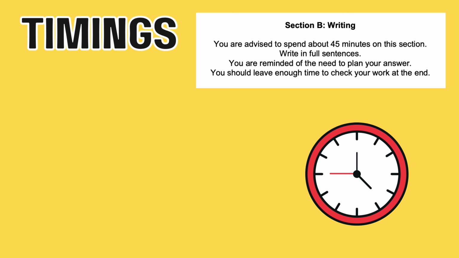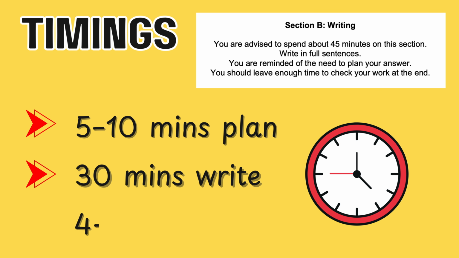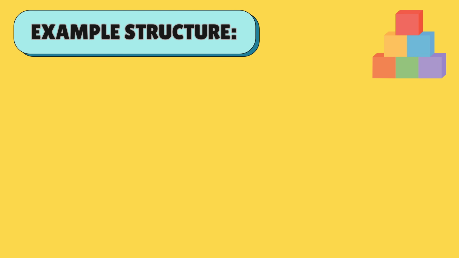So for question 5, you want to spend around 5 to 10 minutes planning. Now, planning is really important because it will help you map out your argument so that you can avoid repeating the same points. Also, it's a chance for you to decide the tone of your writing and how formal it needs to be, depending on who your audience is. However, saying that, it's also essential to remember not to spend too long planning just so you can completely avoid cutting into your writing time. Next, you want to spend around 30 minutes writing and leave a few minutes to check over your work at the end. Now let's take a look at an example structure.